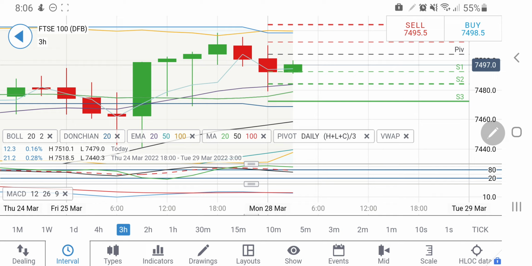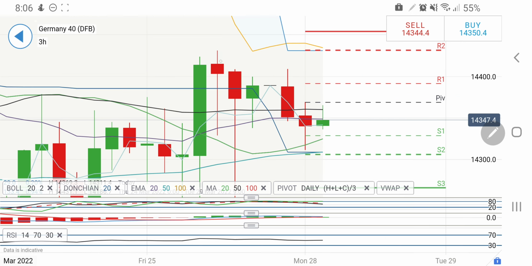On the upside, the rise is going to be strong. On the downside, the drop is going to be strong. So take your positions accordingly. Now let's have a look at Germany 40. Look at Germany 40's 3-hour chart.